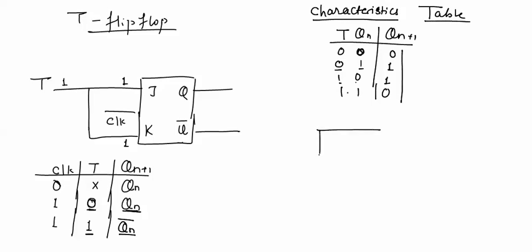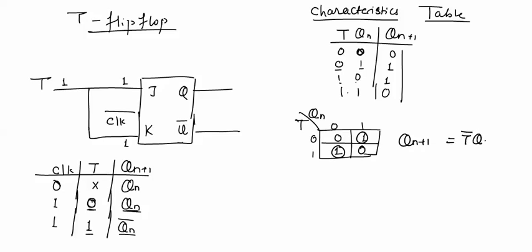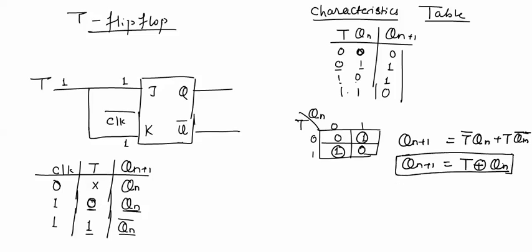Now solving for Qn plus 1 we will get its characteristic equation. Now Qn plus 1 will be plotted here. Now in this truth table, there will be two singles, and the equation can be directly written as Qn plus 1 is equal to T bar Qn plus T Qn bar, means output Qn plus 1 is T XOR Qn. T XOR Qn. This is the characteristics equation for toggle flip-flop.